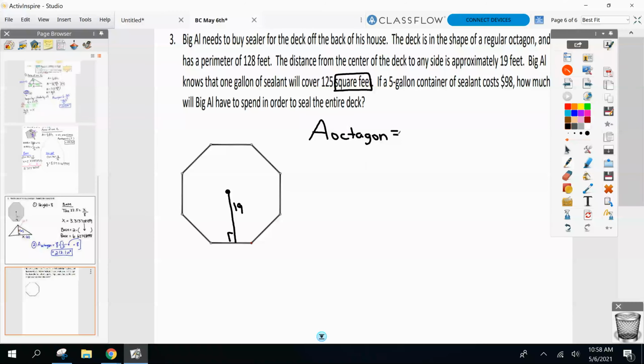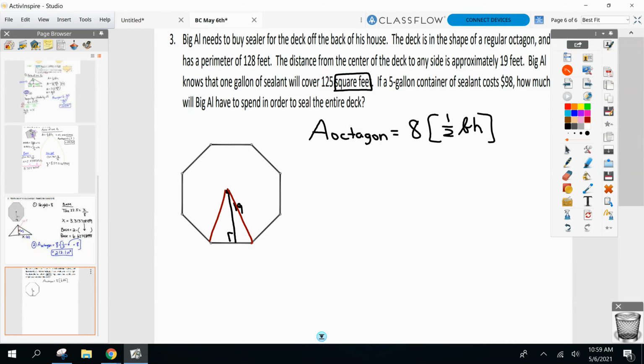And I know a lot of you are thinking, oh, that was so much work in the last problem. It's not going to be as much work. I don't know if anybody knows why. So it's going to be 8 triangles I could make times 1/2 base times height of one of them. Real quick here. Here's one of them.